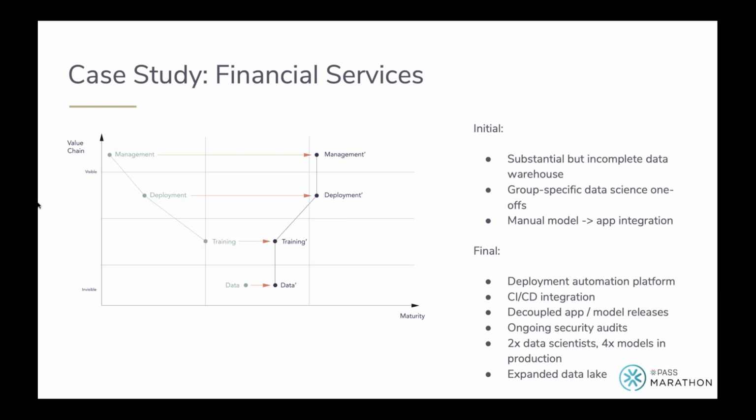So the final result, as we've helped them get into their larger maturity cycle, has been to provide them an automated way of doing deployment, with full CI/CD. As a new model gets built, that's continuous integration and continuous deployment. It allows us to deploy the models in an automatic way. We want to decouple the app and the model releases. We provided them with ongoing security audits through the management layer, and with 2 times the data scientists and 4 times the models in production, we were able to achieve this unblocked by increasing the maturity around that.